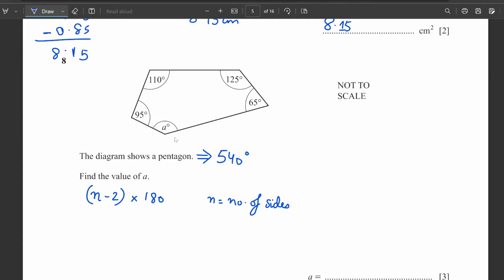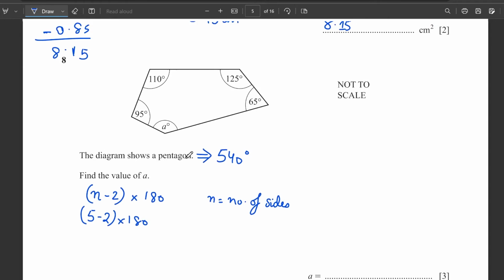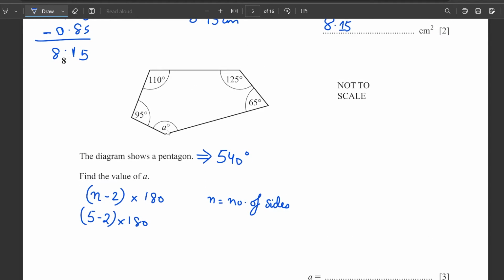A pentagon has 5 sides: 1, 2, 3, 4, 5. 5 minus 2 times 180, 3 times 180, you can multiply it over here. 180 times 3 is 540. Right? Easy. Next, we have found out that the sum of the angles is 540, but we want to find out the angle A. How do we find it? We add all these together and then we subtract it from 540, making A the subject.